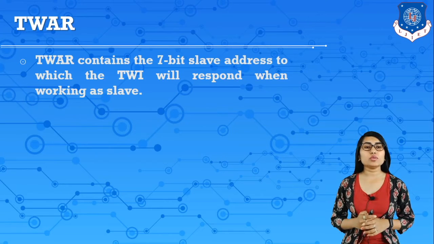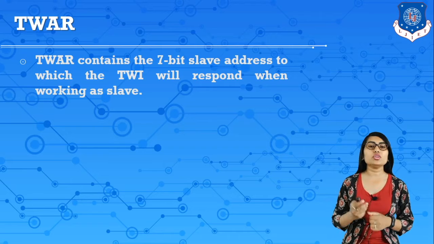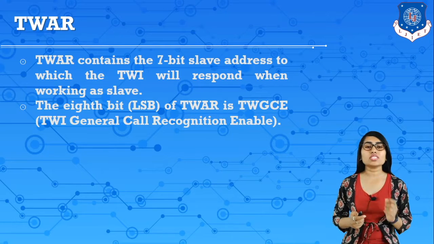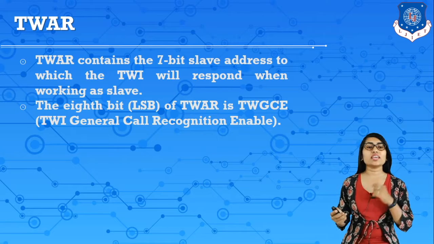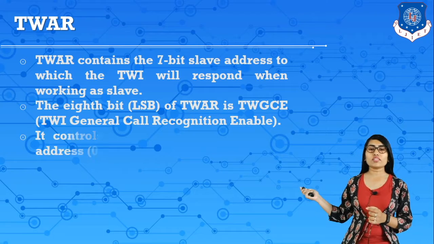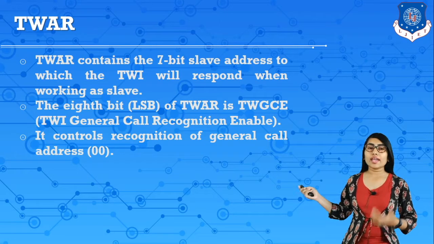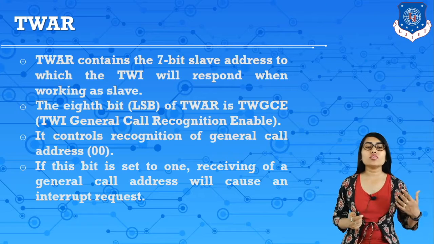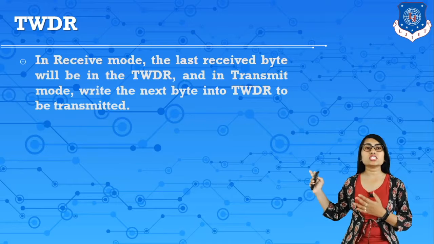This TWAR contains the 7-bit slave address to which the TWI will respond when working as a slave. The 8th bit, that means the LSB of TWAR, is TWGCE, that is TWI general call recognize enable. It controls the recognition of a general call address, that is 00. If the bit is set to 1, receiving a general call address will cause an interrupt request. So this is TWAR. Now next is TWDR.